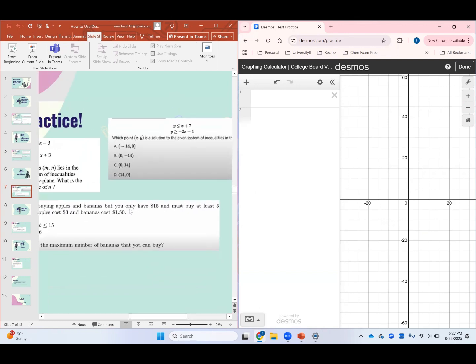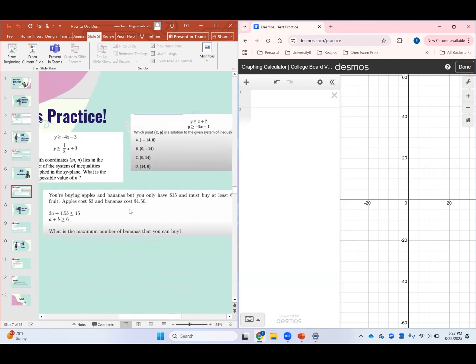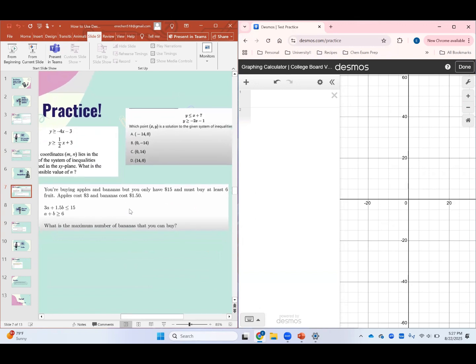And then the last question is a little bit more tricky. It said you're buying apples and bananas, but you only have $15 and must buy at least 6 fruit. Apples cost $3 and bananas cost $1.50. And they're really nice. They give you both inequalities. They're not always like that. But they ask, what is the maximum number of bananas that you can buy?